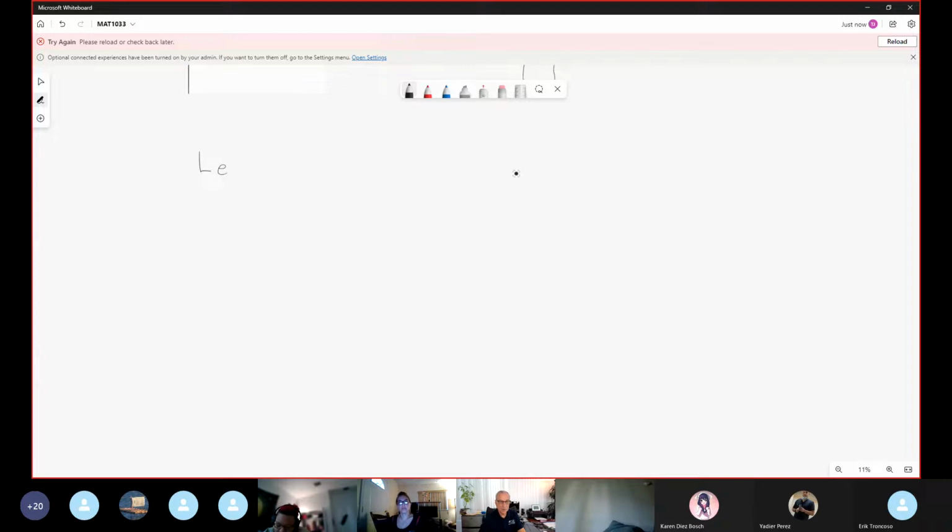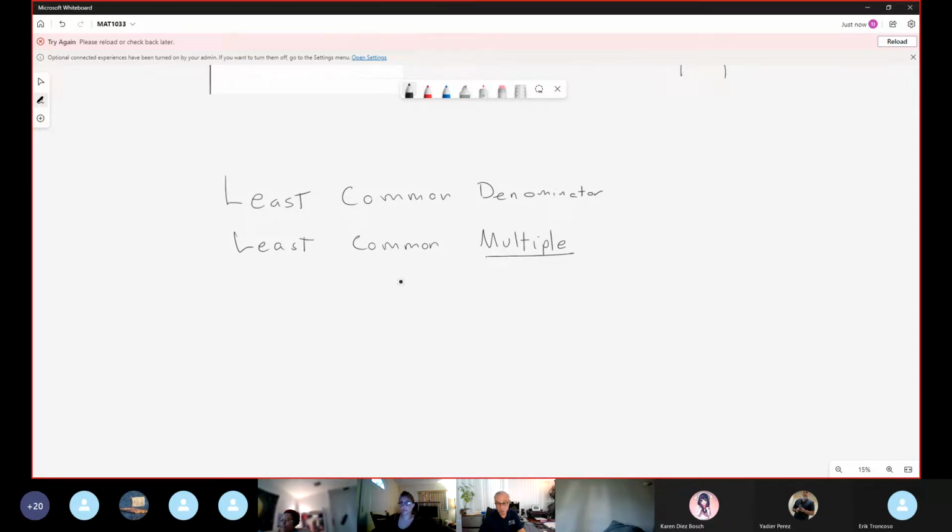Everyone understands greatest common factor. However, least common denominator, the students don't understand what that means. Because actually, least common denominator is the least common multiple, of course of the numbers in the denominator, because in the analysis we're using the numbers in the bottom.